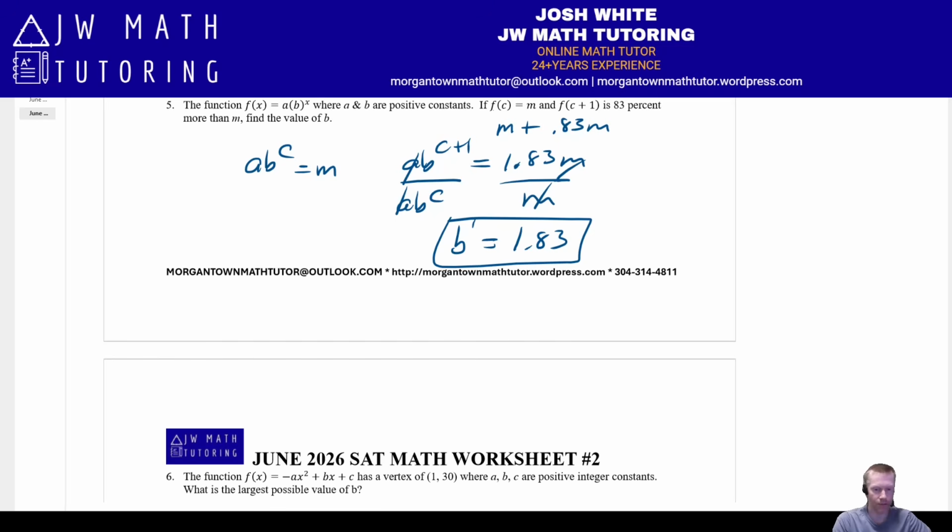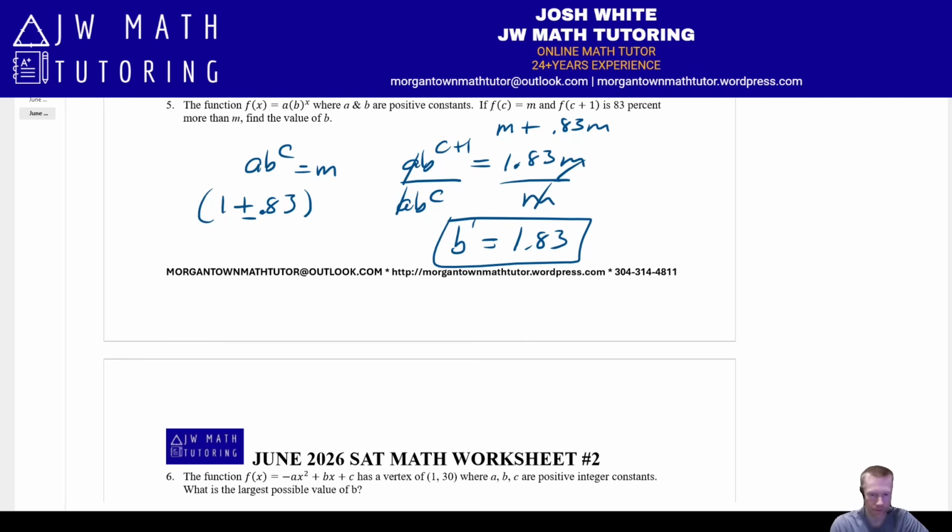Now, if you're familiar with properties of exponential functions, you probably already knew this or noticed it. Because if something is increasing by 83% for a 1 unit increase in x, the base b is 1 plus or minus the rate, either the growth rate if it's increasing, or the decay rate if it's decreasing. So 1 plus 0.83, the 0.83 is equivalent to an 83% increase, which is what's happening here.